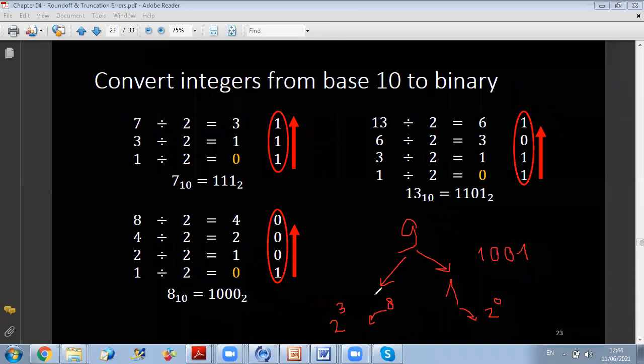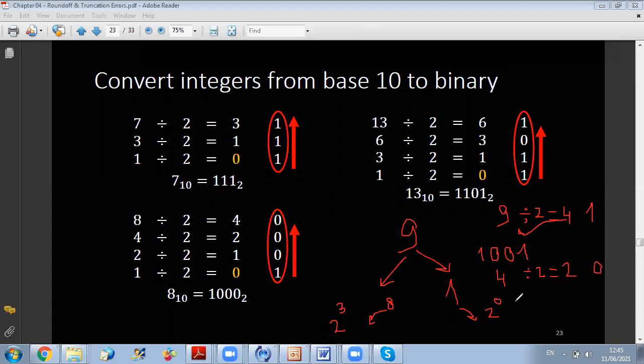If you didn't pay attention to this combination, let us try to do it together. You just say 9 over 2. It will give me 4, and the remainder is 1. Now I will take 4, so I will do 4 over 2. 4 over 2 will give me 2, and the remainder is 0. Now I take 2. 2 over 2 will give me 1, and the remainder is 0.